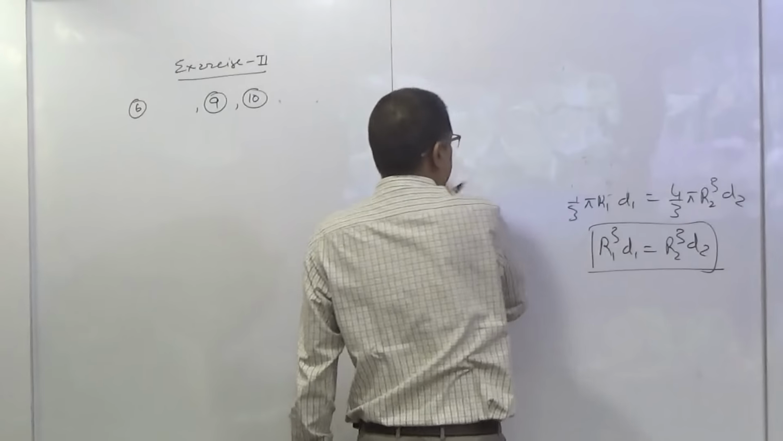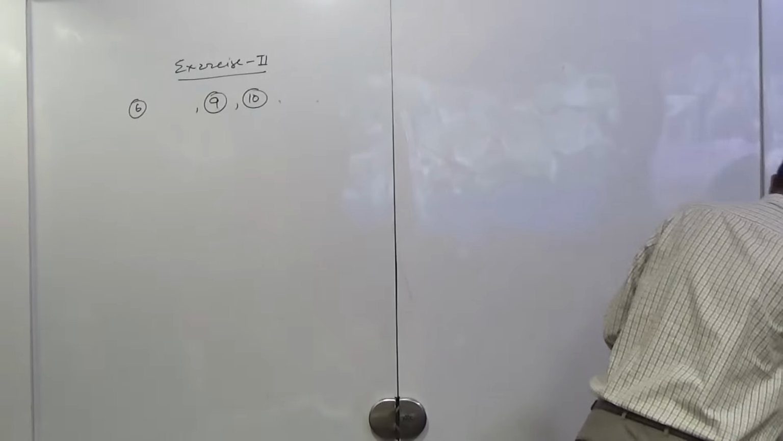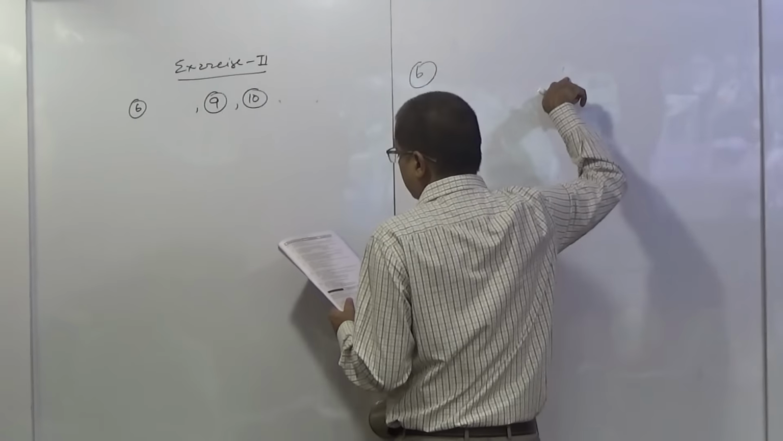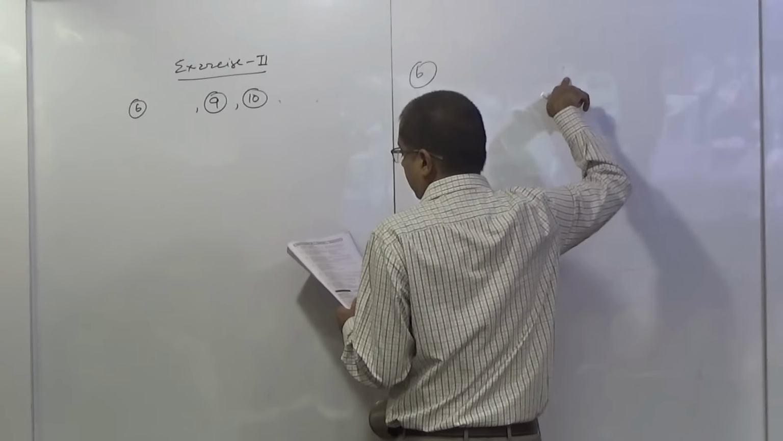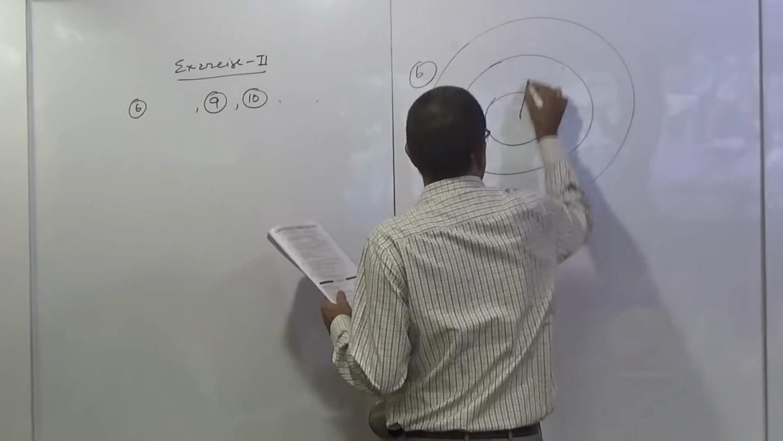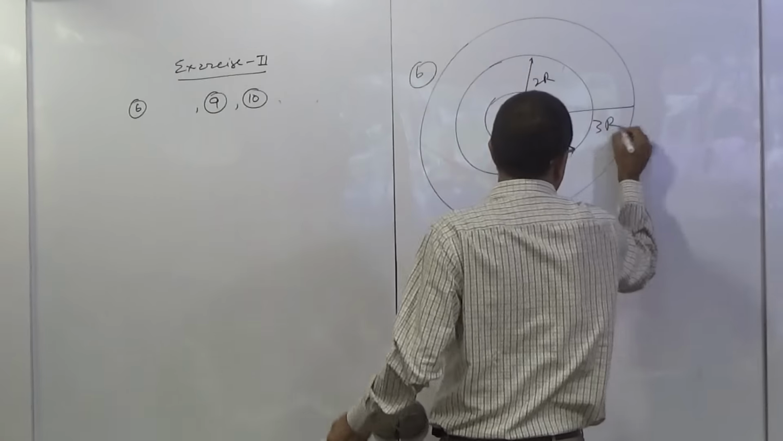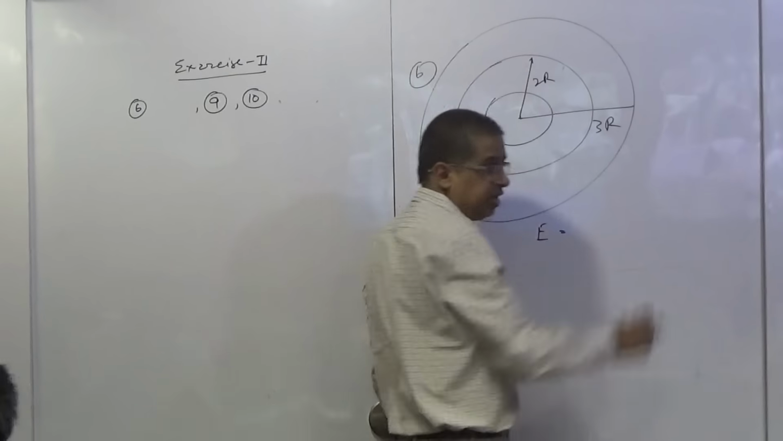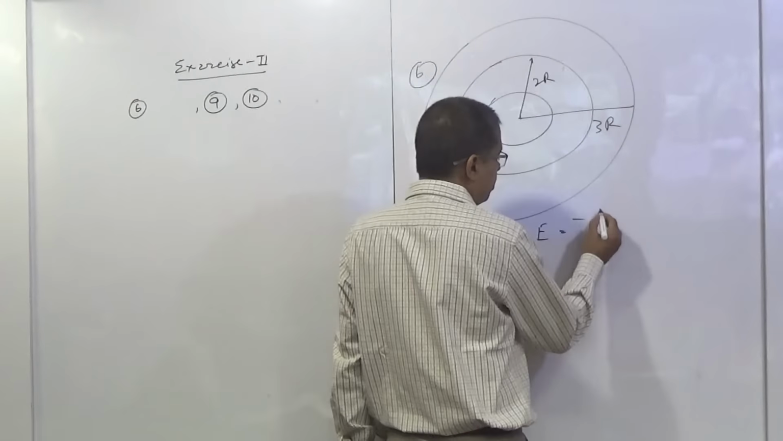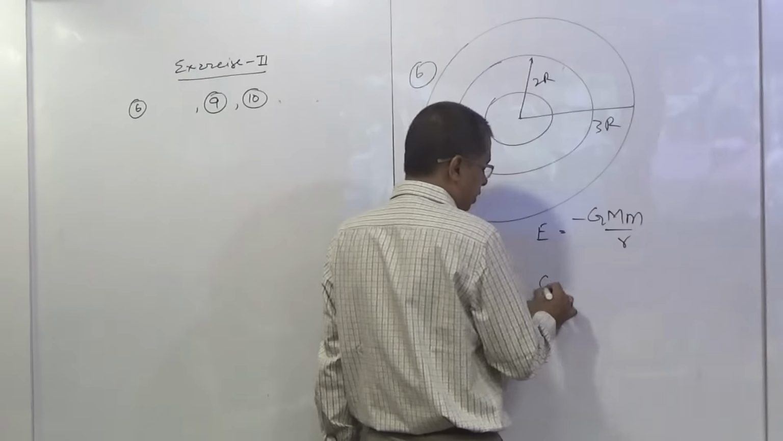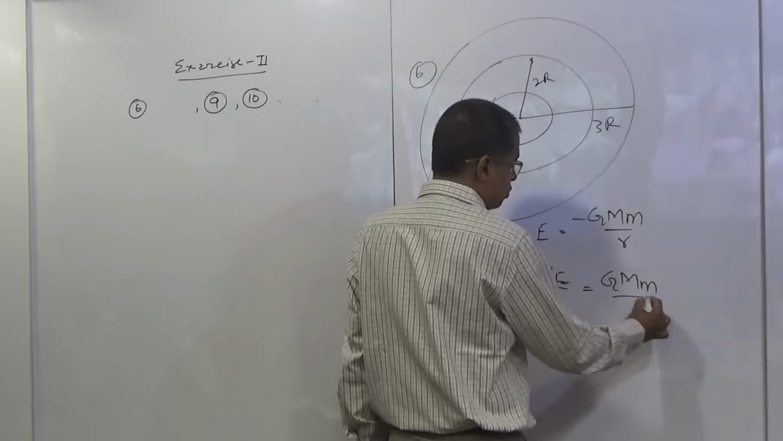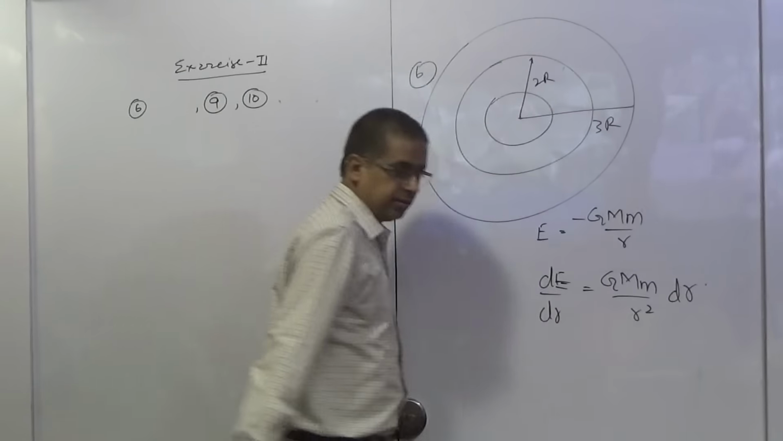Communication satellite diagram is there in your class notes. 6. Earth satellite is moving from one stable circular orbit to another larger and stable circular orbit. Following quantities increase. Here, larger stable orbit. If this is 2r, this is going to 3r. Energy. If the radius is increasing, energy is E equals minus G capital M small m by R. dE by dr is G capital M small m by R square into dr. Am I right?